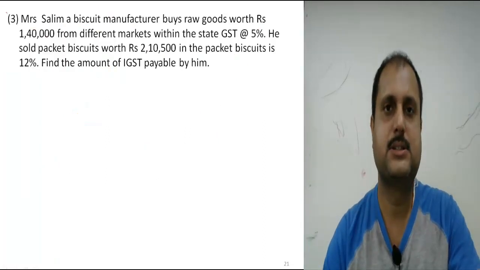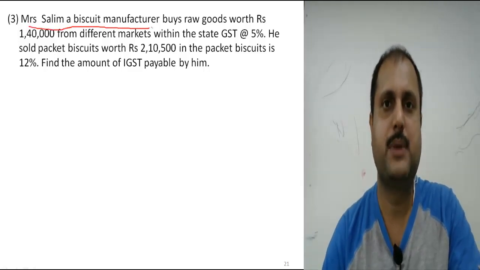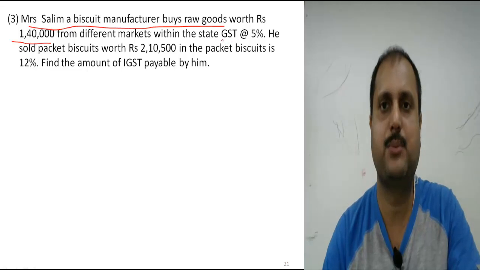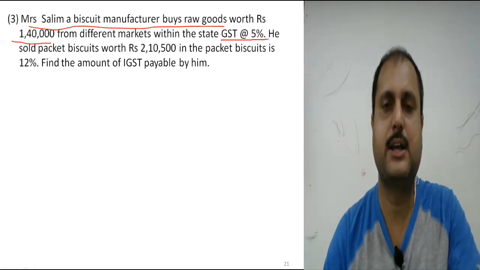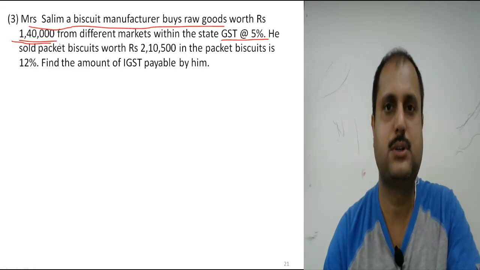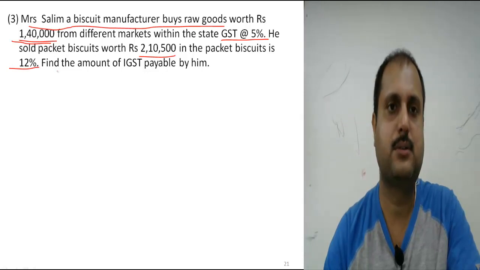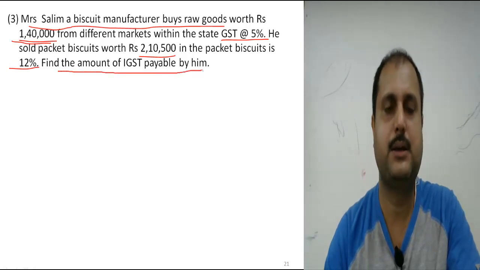Now let's discuss question number 3. Question number 3 says Mr. Salim, a biscuit manufacturer, buys raw goods worth ₹1,40,000 from different markets within the state, GST 5%. So 5% he has paid on the purchase of the raw material, which is worth 1,40,000. Now he sold packet biscuits worth rupees 2,10,500. On the biscuits the GST is 12%. Now find the amount of GST payable by him.